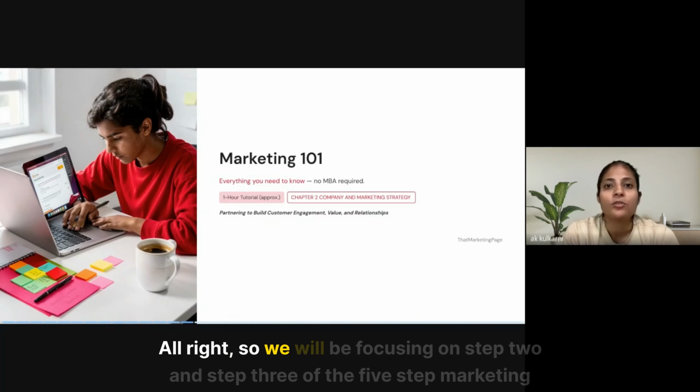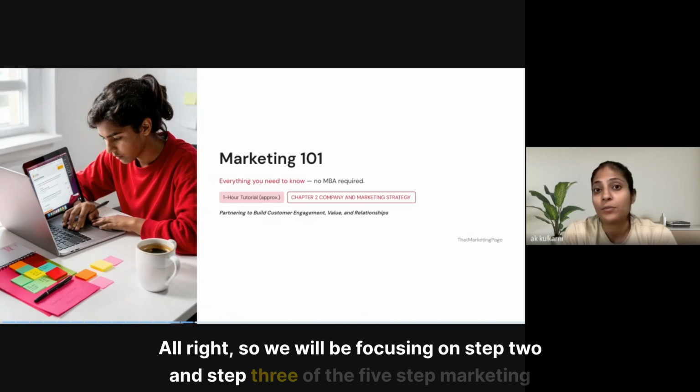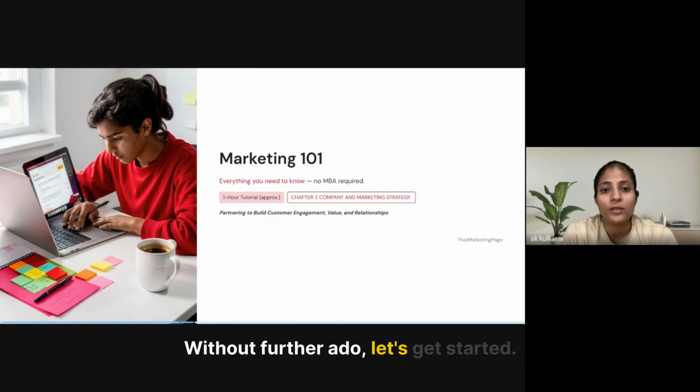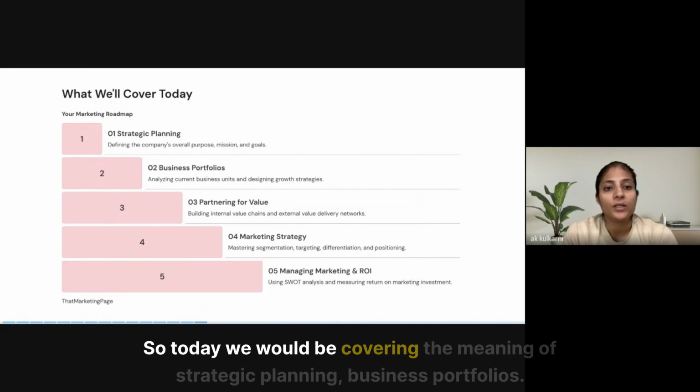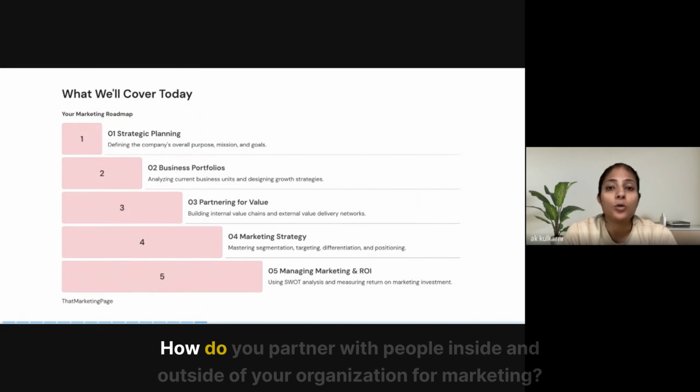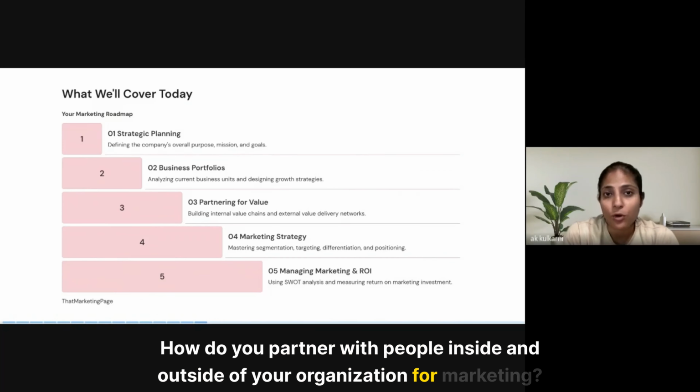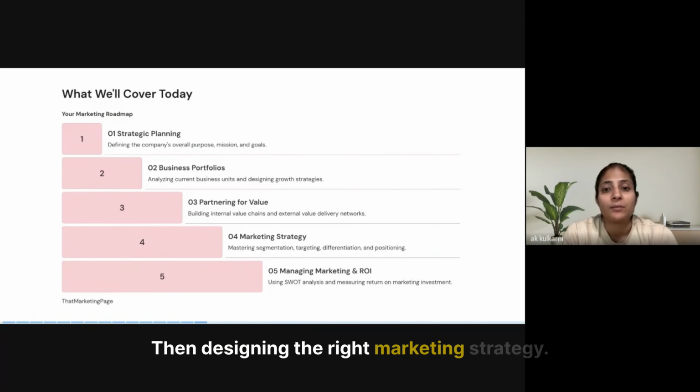All right. So we will be focusing on step 2 and step 3 of the 5-step marketing process. Without further ado, let's get started. So today we would be covering the meaning of strategic planning, business portfolios. How do you partner with people inside and outside of your organization for marketing? Then designing the right marketing strategy.